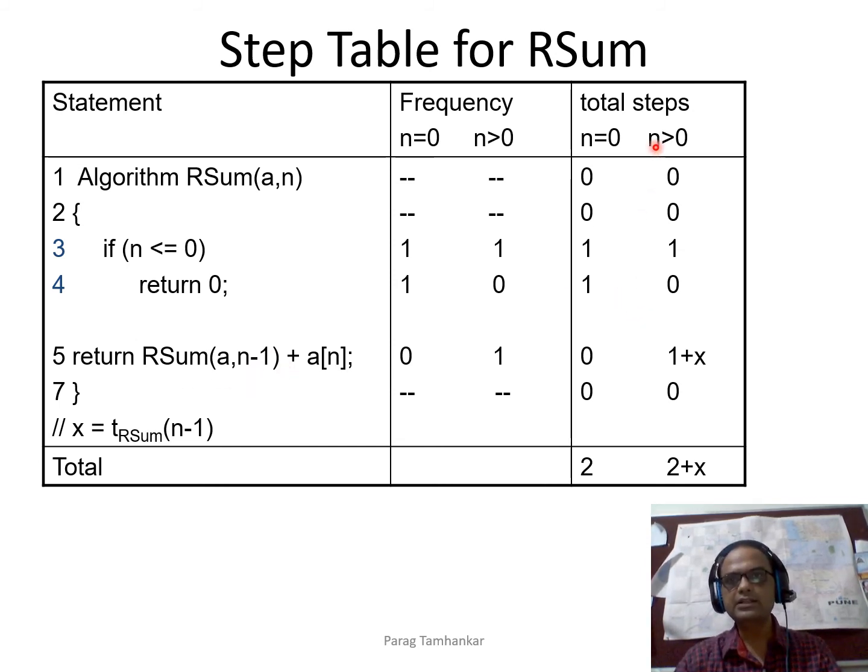Okay, so when n is greater than 0, my total step count happens to be 1 plus 1, that's 2, and then this x. But we know what x is. x is the time required for r sum on input size n minus 1. Okay, so let's see how we can obtain the time complexity of this algorithm.